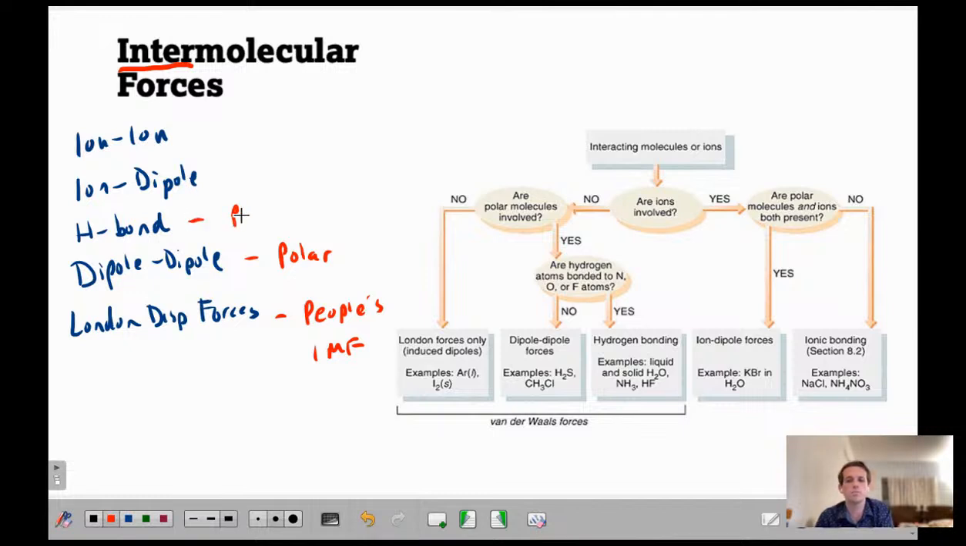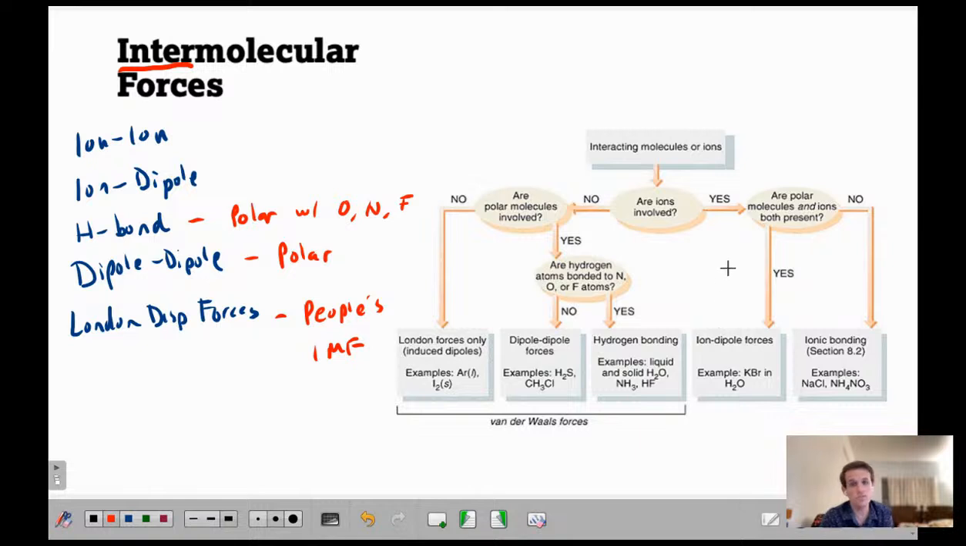Hydrogen bonds are nothing special. They're just dipole-dipole bonds that are really, really strong, and we'll get into that in a little bit. So this is essentially polar with either oxygen, nitrogen, or fluorine bonded to hydrogen. Ion dipole is going to be between an actual ion, like a sodium ion, and a dipole, a polar molecule like water. And then, of course, ionic is based on the attraction between ions of different charges.